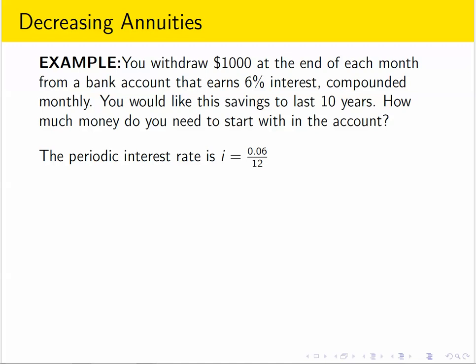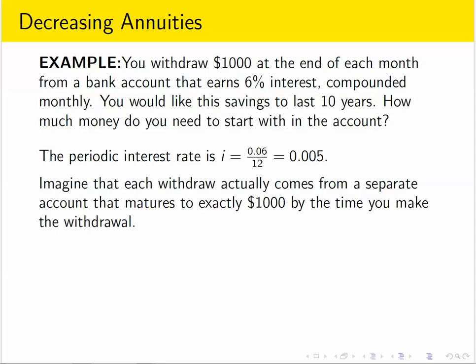The periodic interest rate, the amount of interest you get each month, is the annual rate 6% divided by 12. So that's going to be 0.005. And imagine that instead of just having one account with all the money, you'd separated the account into 120 separate accounts. So the first account, you're going to withdraw all of the money from it when you make your first withdrawal at the end of the first month. And then when you make your second $1,000 withdrawal, that will empty the second account. Exactly empty it. And so on.